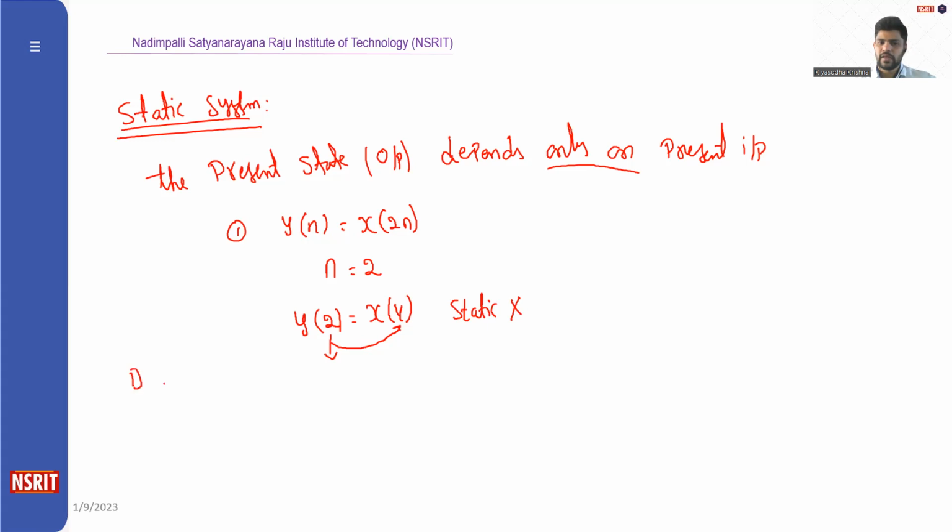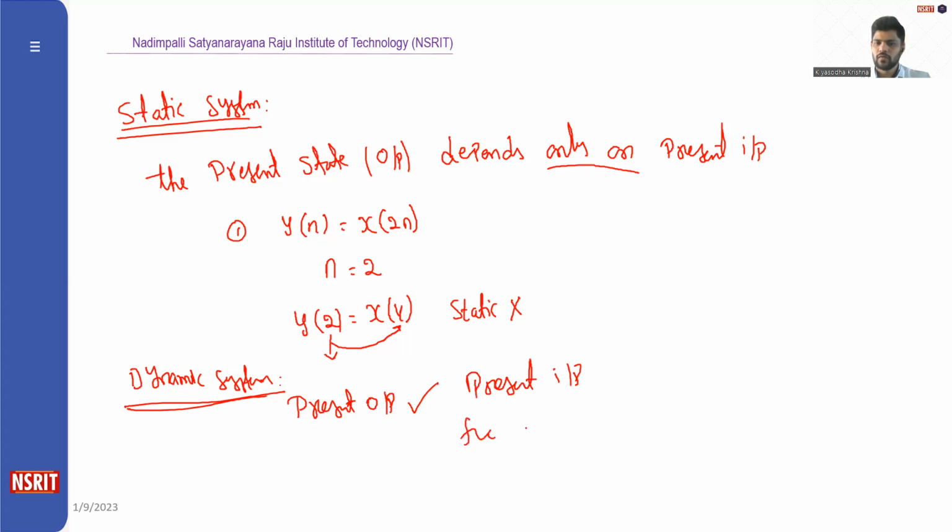Another system we have is called dynamic systems. So what is a dynamic system? The present output depends on the present as well as the past, and future also. That means if the system is not static, then it is dynamic. Means the present output depends on present input, future input, as well as past input. So simply it is dynamic.